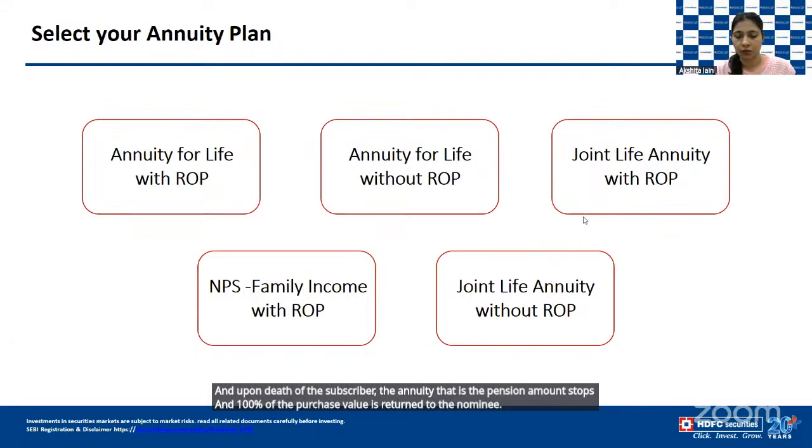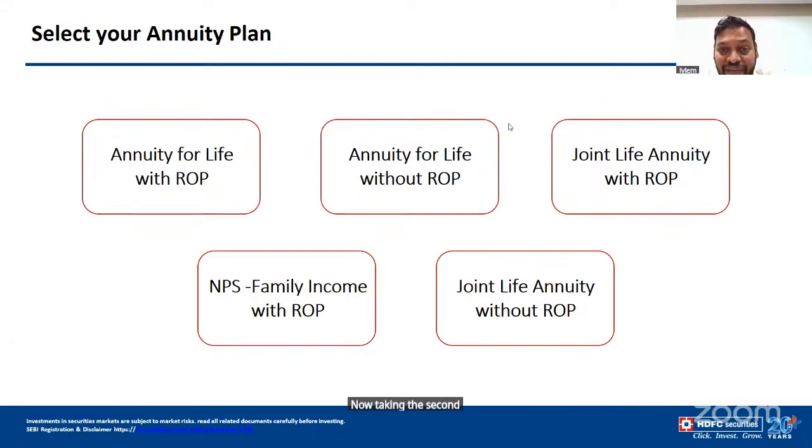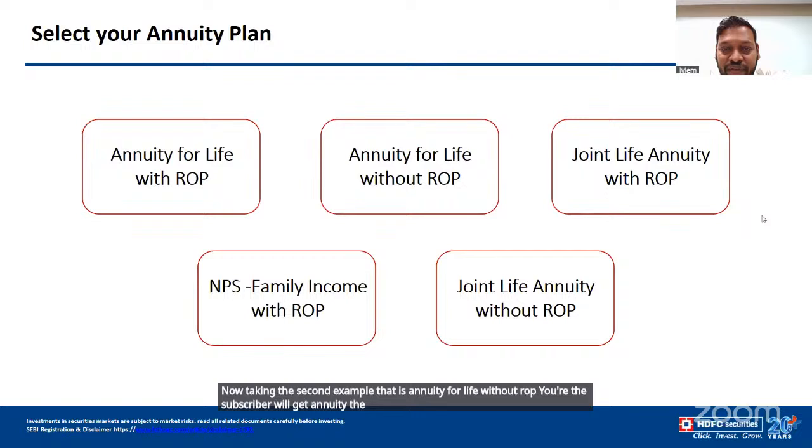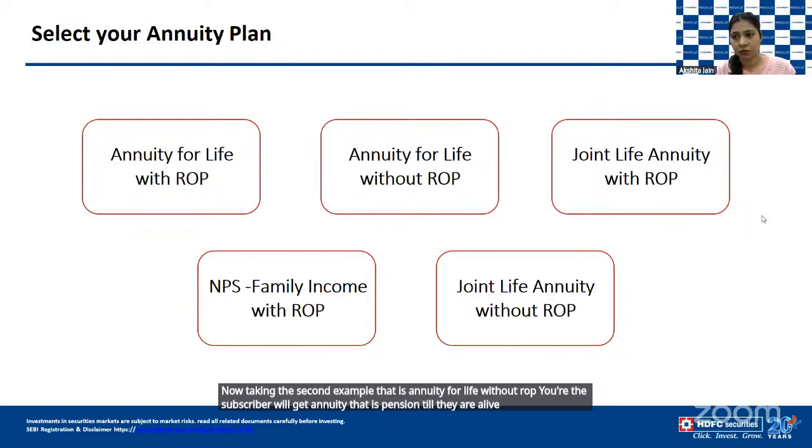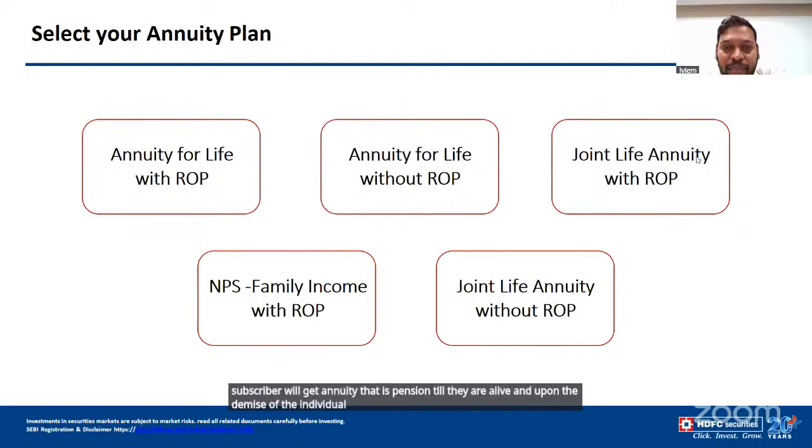Now, taking the second example, that is annuity for life without ROP. Here, the subscriber will get annuity, that is pension, till they are alive. And upon the demise of the individual, the payment of annuity, that is the payment of pension, stops and no further amount is payable to anyone.